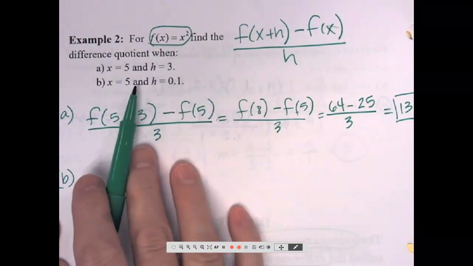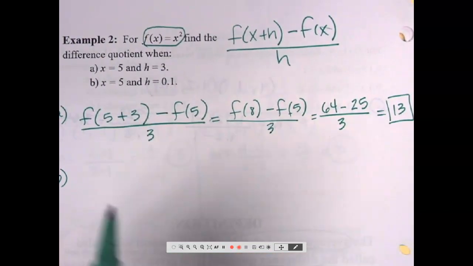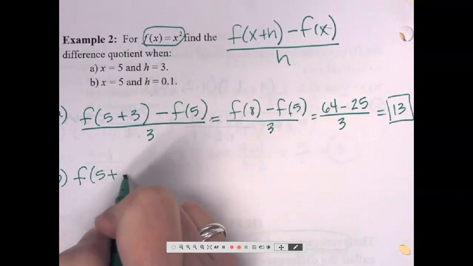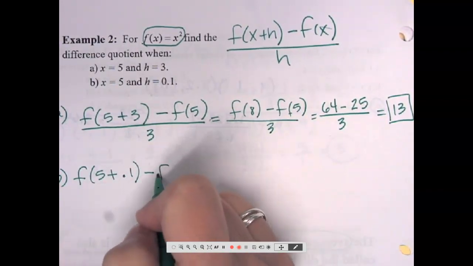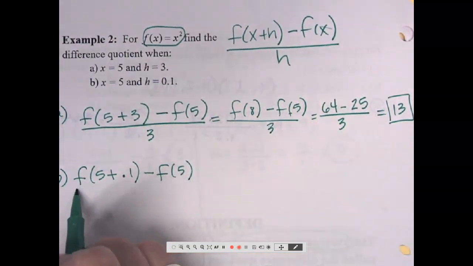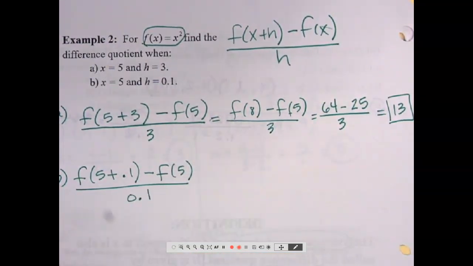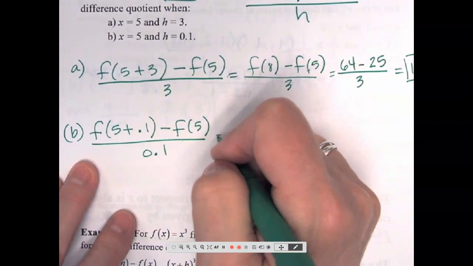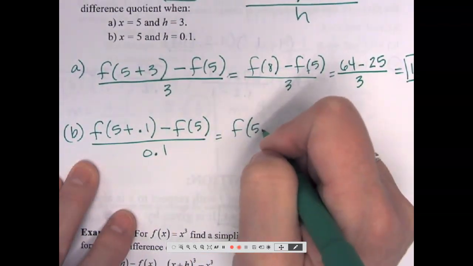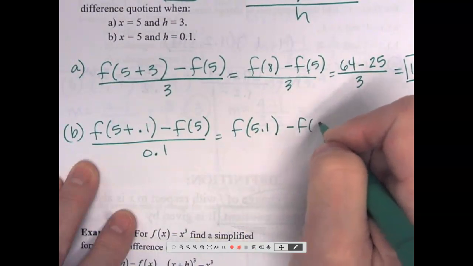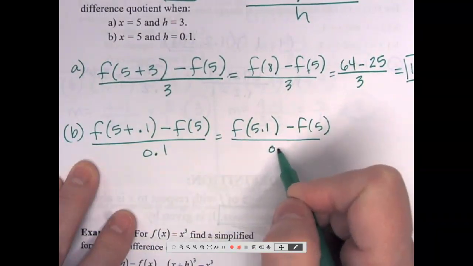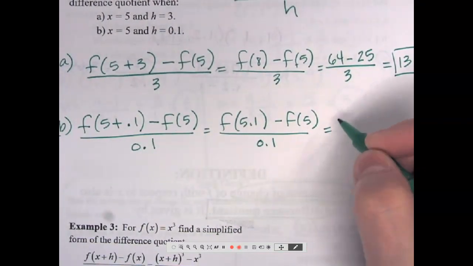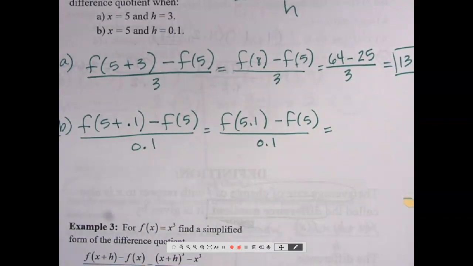Same exact directions, but now h is this tiny little number, 0.1. So f of 5 plus 0.1 minus f of 5 over 0.1. Okay, so we're going to keep simplifying. This means f of 5.1 minus f of 5 over 0.1. Now I know f of 5 is 25, but I don't know what 5.1 squared is.